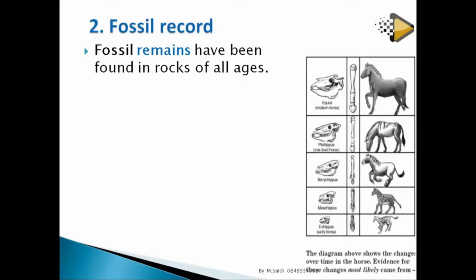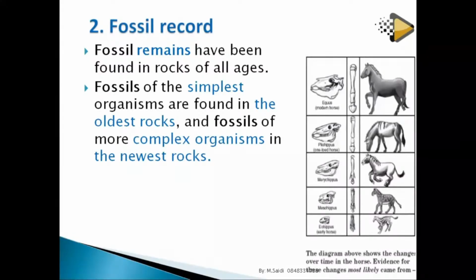So fossil remains have been found in rocks of all ages. Fossils of the simplest, where do you find them? You find them in the oldest rocks. Simplest, oldest rock. And then fossils of more complex organisms are found in newest rocks. You find them here, you see.